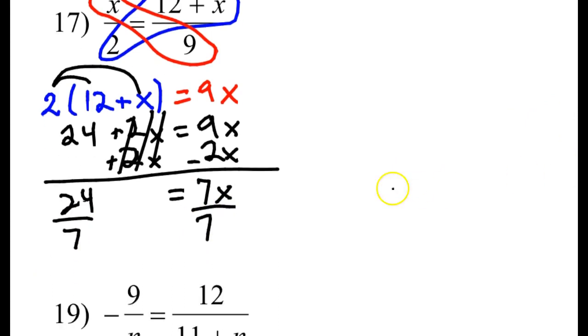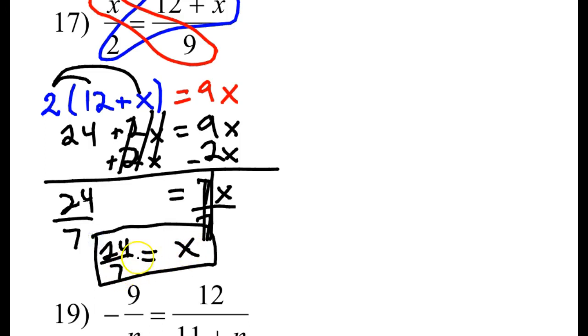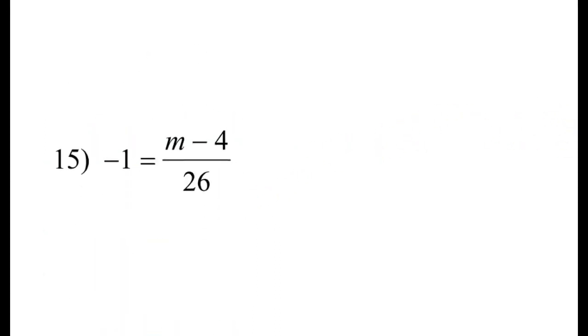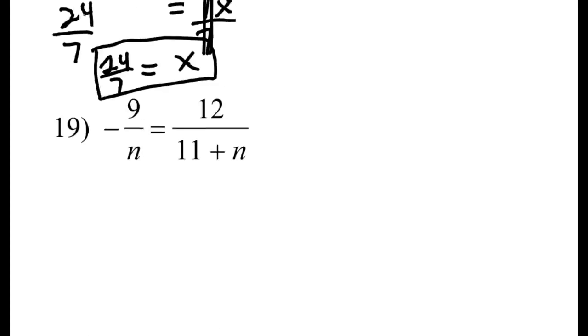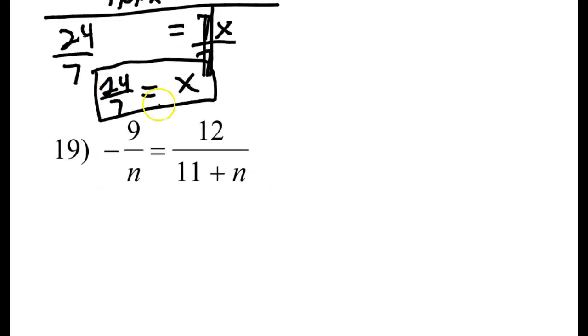Does 24 over 7 reduce? Does anything go into 24 and that goes into 7? Nope. So you just write 24 over 7 is your answer, equals x. That's perfectly fine. If it doesn't reduce, you just write it one more time with equals x or x equals, and you're okay. Just like before, be careful of a negative. If it has a negative, like here on number 19, make sure you move that negative to the top or the bottom. It doesn't matter which one, but just don't forget about it.